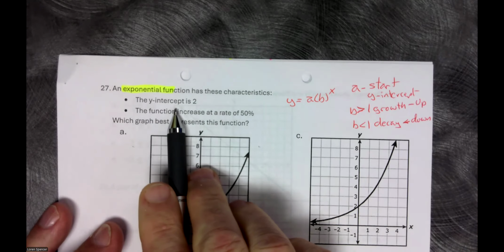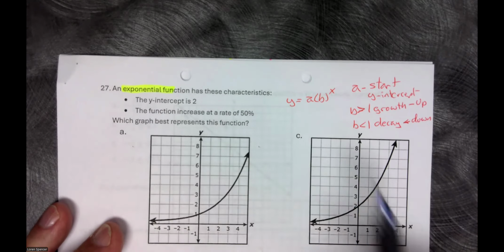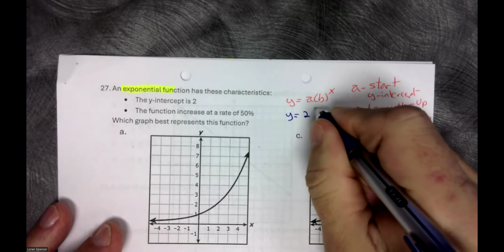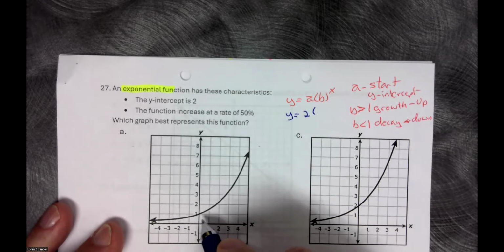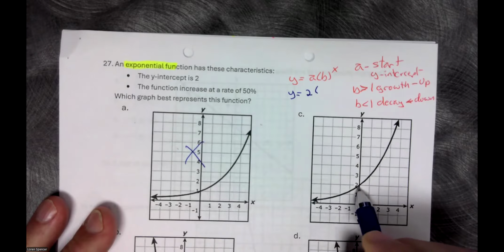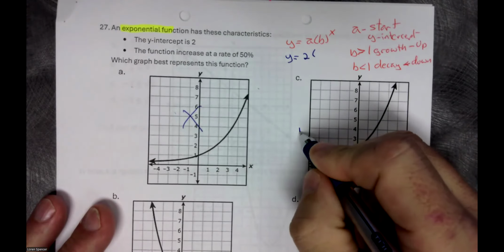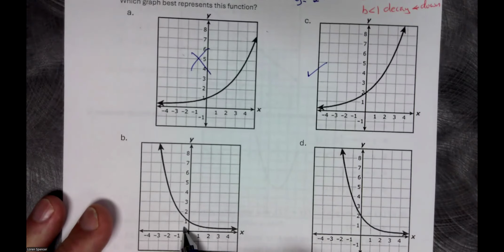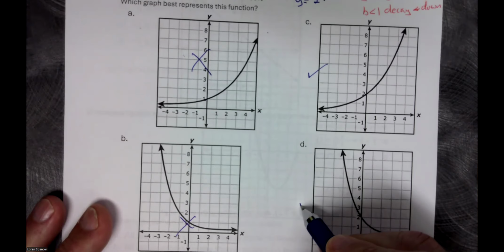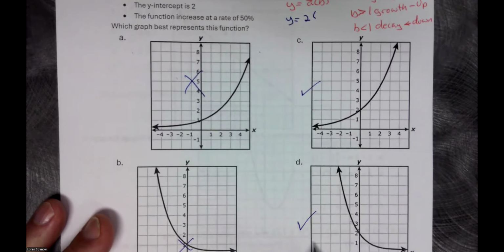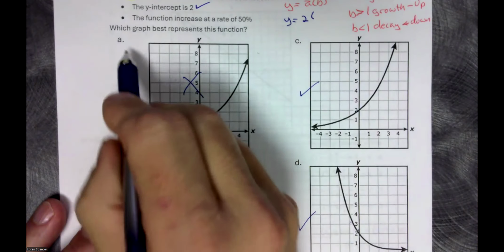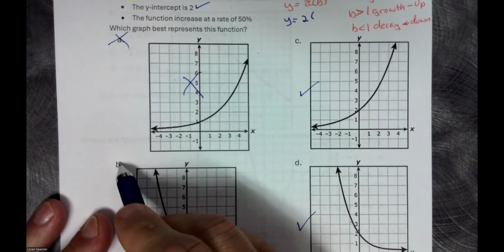So the y-intercept is 2. Oh, so they're telling me right away that a is 2. So y equals 2. We know a is 2. So I need to go, oh, is this a 2? The answer is no. So it can't be that. Is that a 2? Yes. So that's possible. Is this a 2? No, can't be that. Is this a 2? Yes, it is. So both of these have the 2, so that's good. So that part we've taken care of. We've gotten rid of A and we've gotten rid of B.